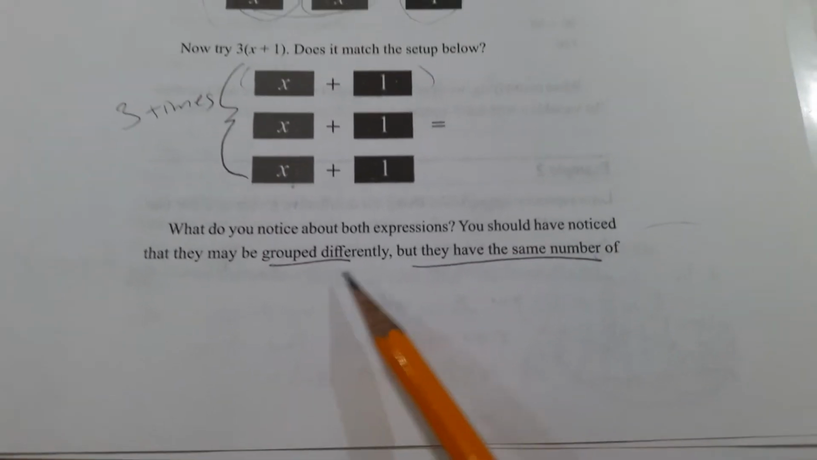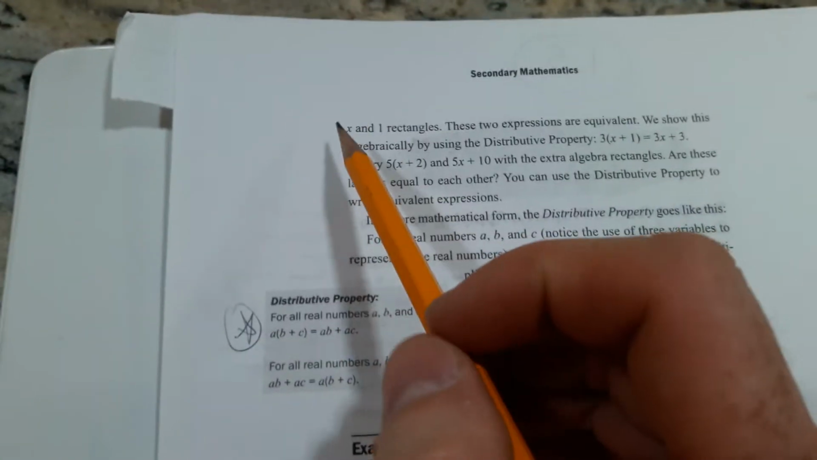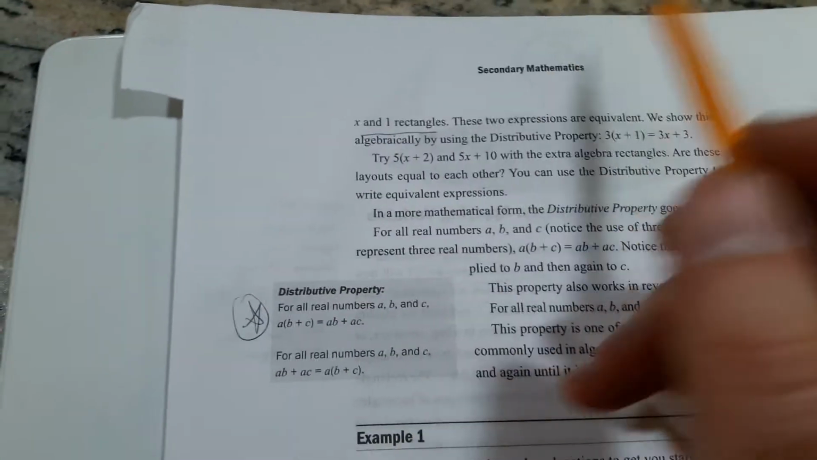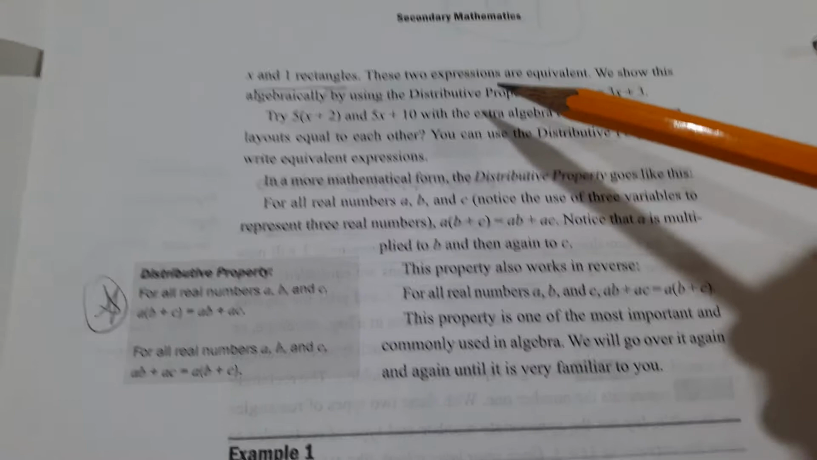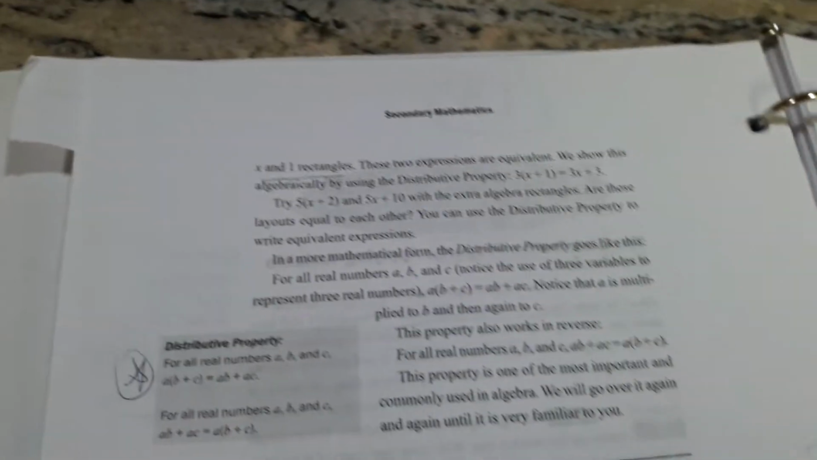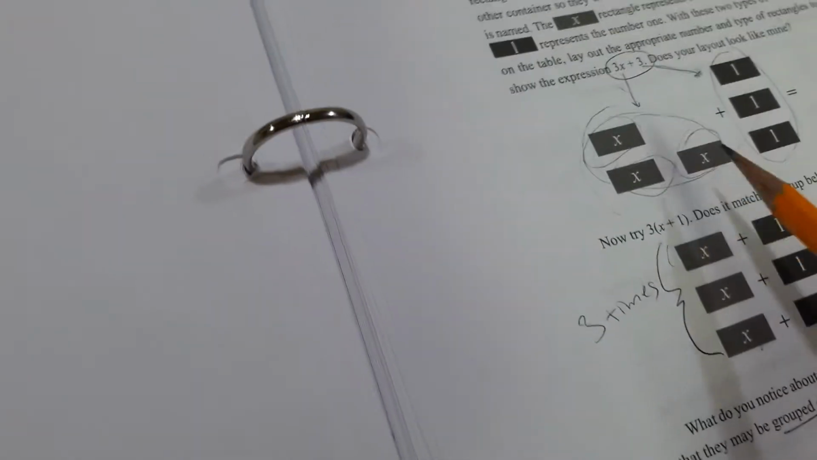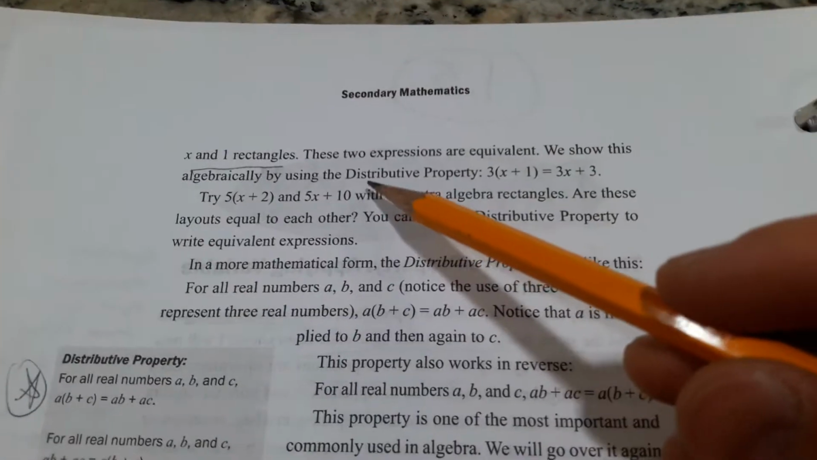Here at the bottom it says that they're grouped differently, but they have the same number of x and 1 rectangles. So that's a visual representation to show that they are equal to the same thing. Instead of showing this by counting up your x's and 1's like they did back here, you could also use the distributive property and show it algebraically.